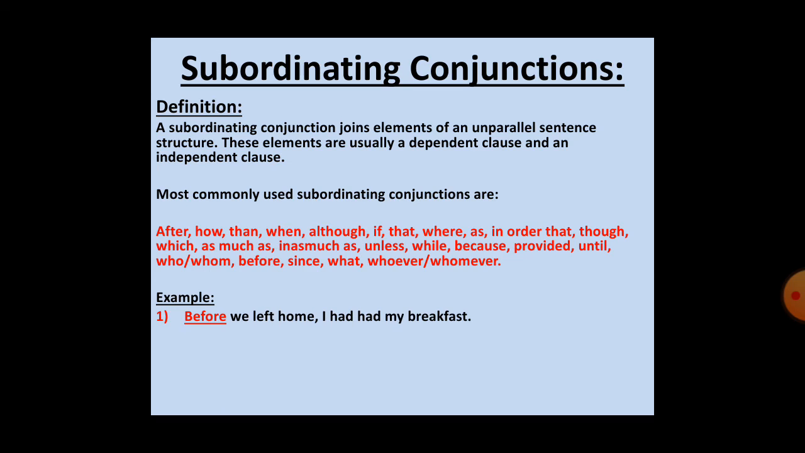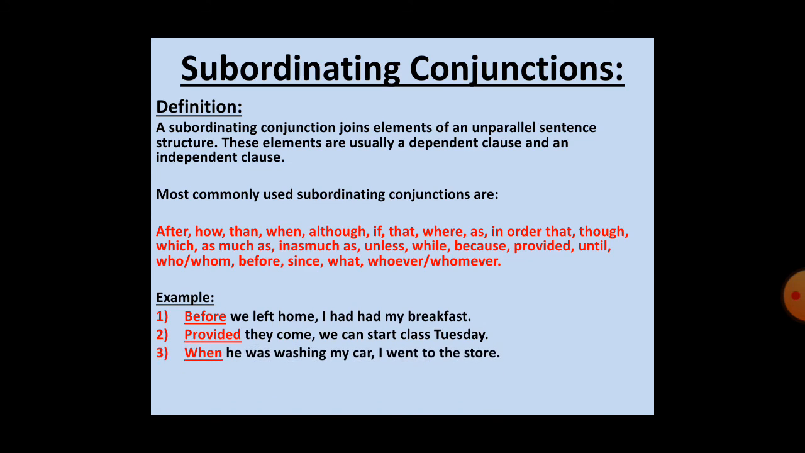So in a dependent clause we use a subordinating conjunction. In the second example, provided they come, we can start class Tuesday. So provided is also our subordinating conjunction. When he was washing my car, I went to the store. So when is also our subordinating conjunction. In the fourth, even though the weather was horrible, they still went outside. So even though is also our subordinating conjunction which comes in the subordinating clause, that is our dependent clause.